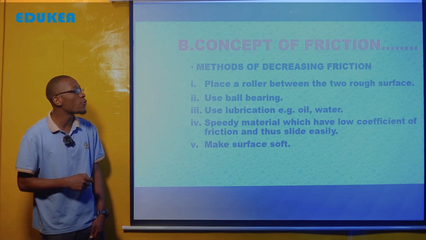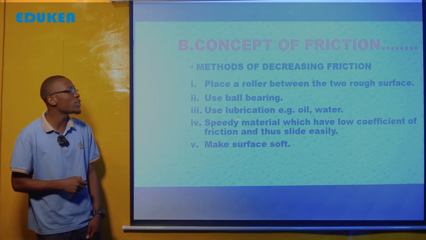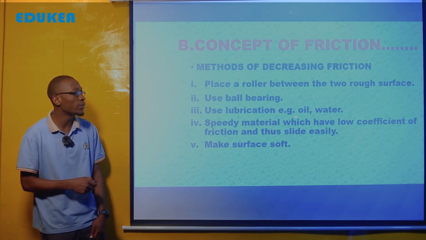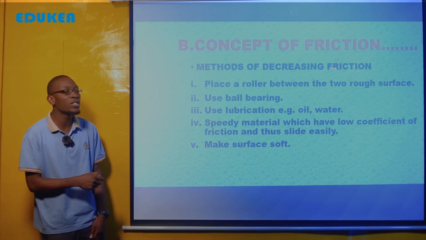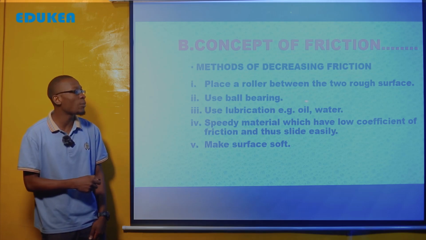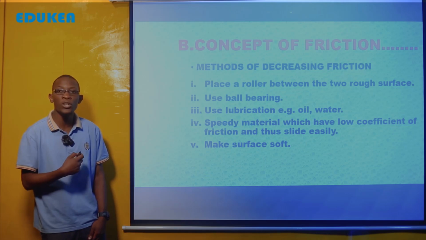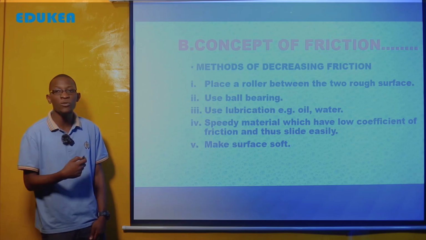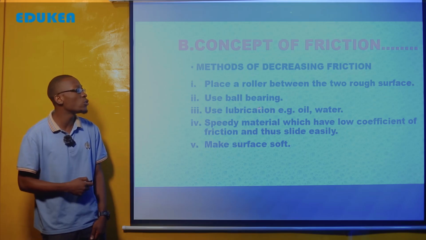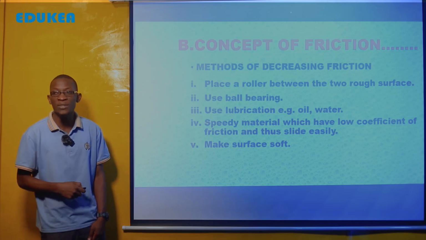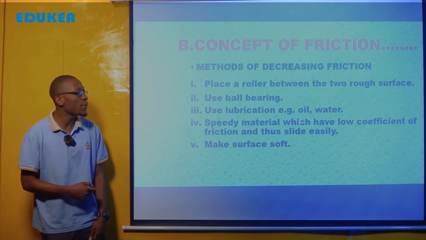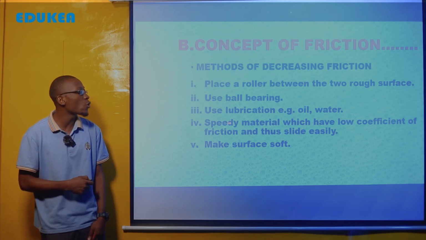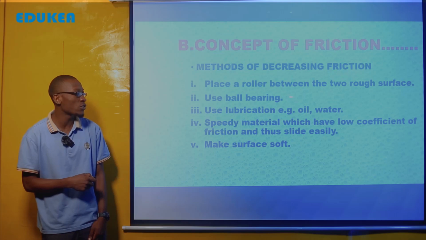Another one was the use of lubrication. Tunatumia vilainishi. What are those lubricants? Example, oil. Once we use oil, we tend to decrease friction. That's why tunaona kwamba kwenye magari yetu after a few days tuna introduce new oil. What is the purpose of introducing that oil in our cars? It is to reduce the friction. Or sometimes we can use water. What is the purpose of using water in our machinery parts? We use water in our machinery parts so as to decrease the friction.